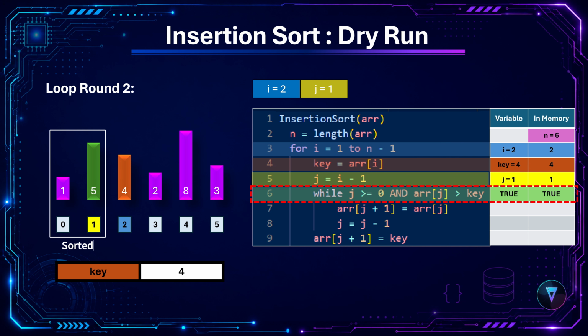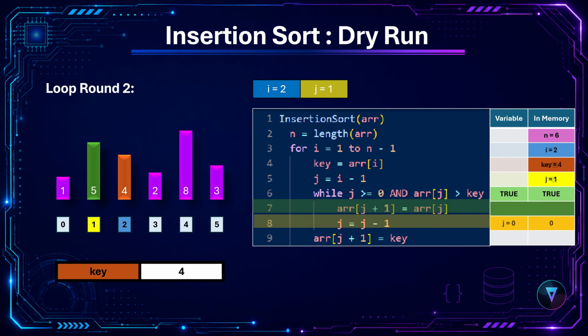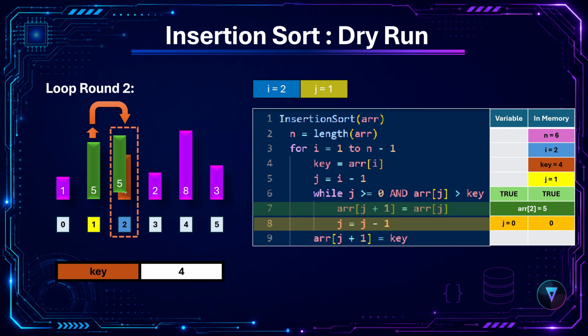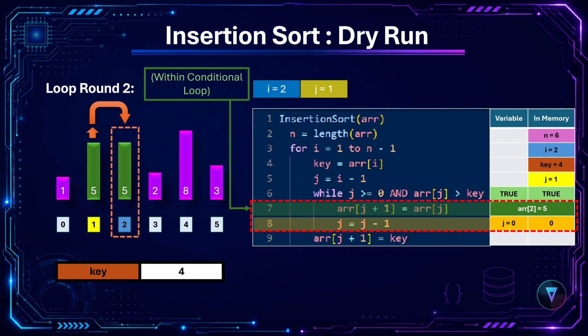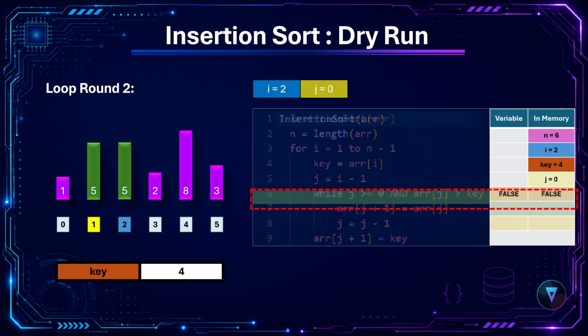Next, we move to index 2. At index 2, the key is 4. J points to 5. We compare 5 with 4. 5 is greater, so 5 shifts to the right. Temporarily, the array is like 1, 5, 5, 2, 8, 3.